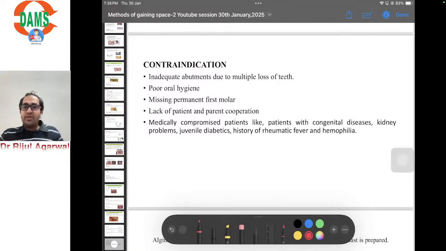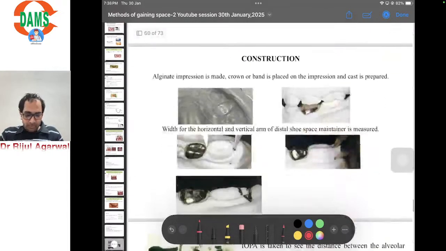Contraindications: the abutment is inadequate due to loss of multiple teeth, hygiene is poor, missing permanent first molar, lack of patient and parent cooperation, or the patient is medically compromised, like congenital diseases, kidney problems, juvenile diabetes, or history of rheumatic fever and hemophilia. Why? Because the appliance embeds inside the gingival tissue.